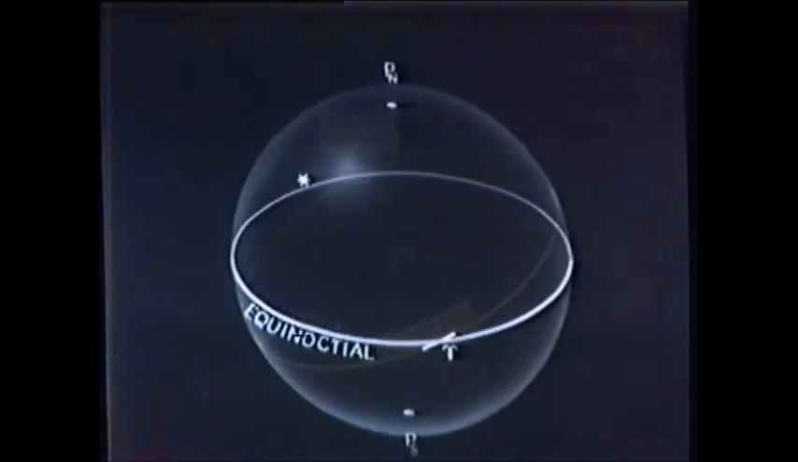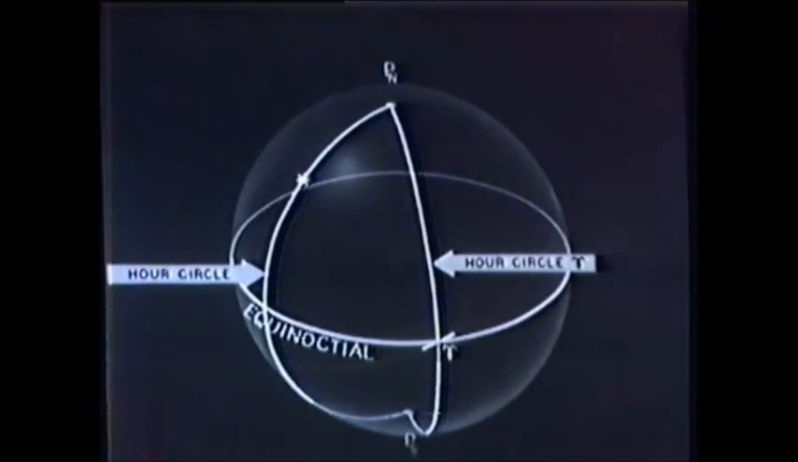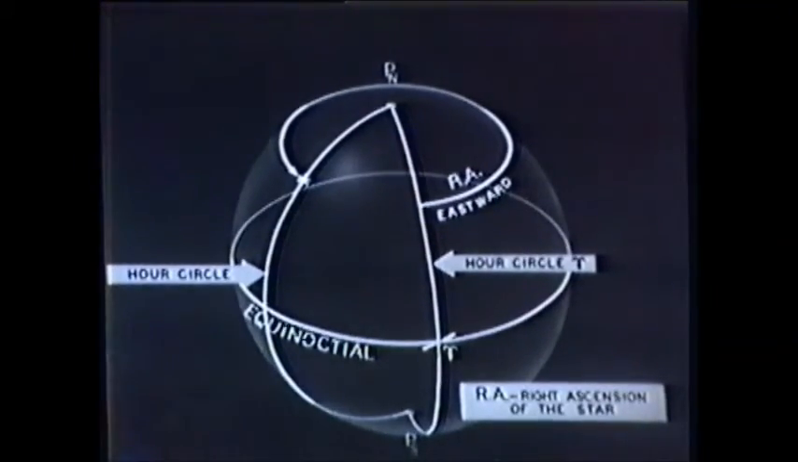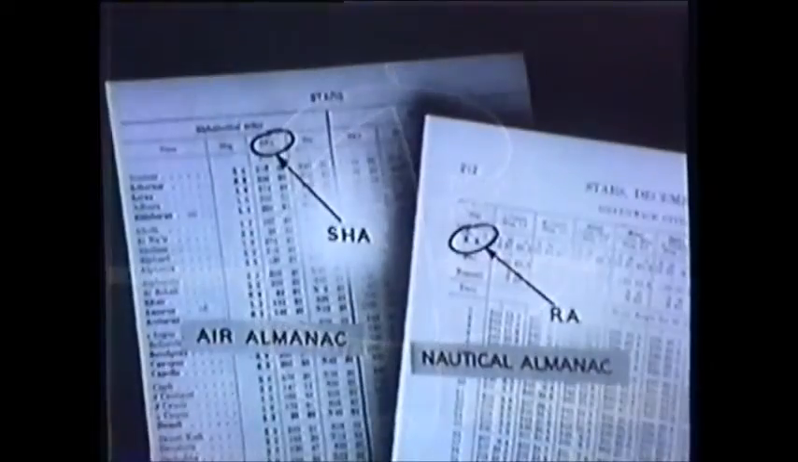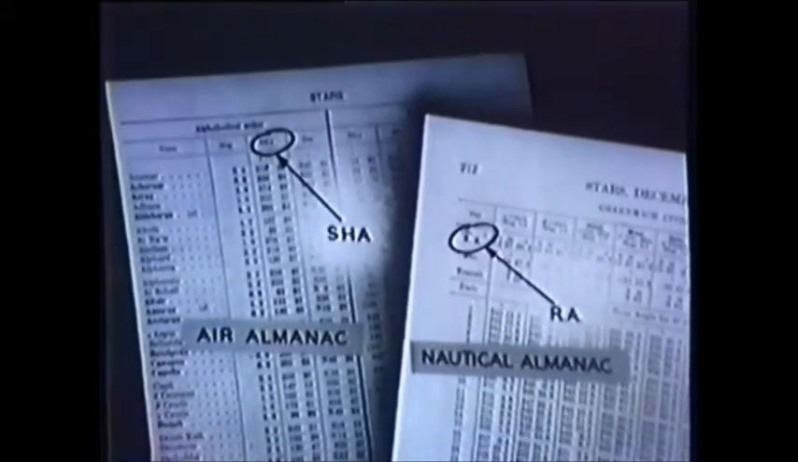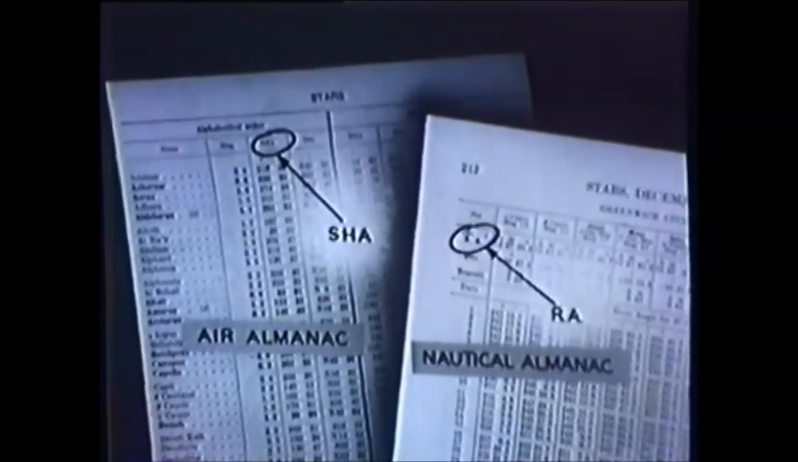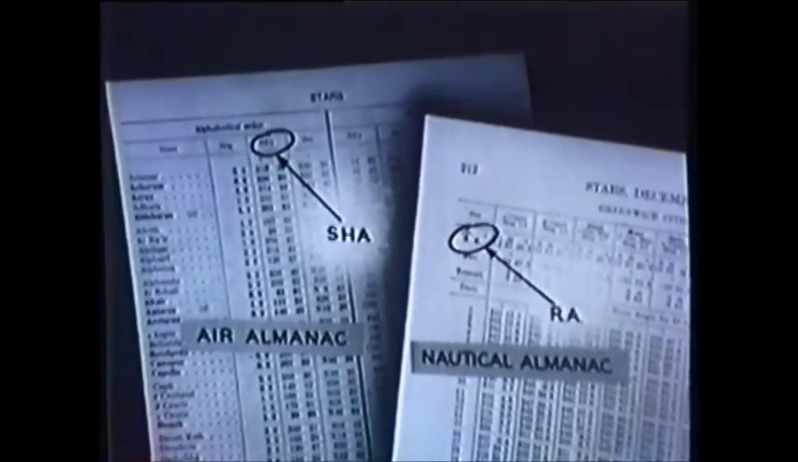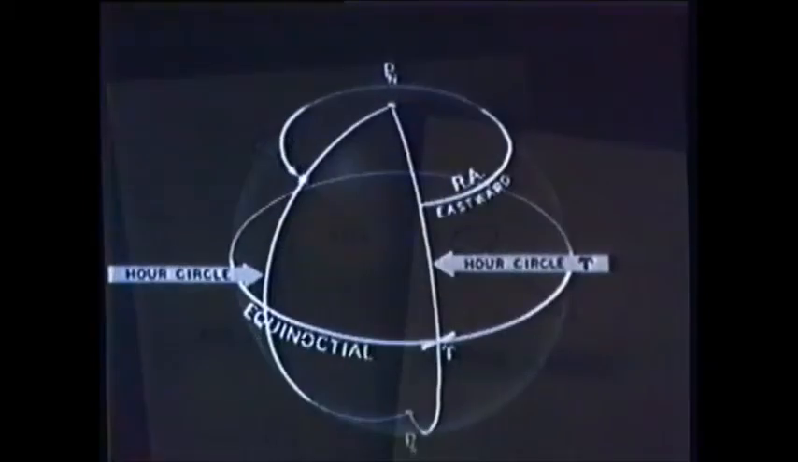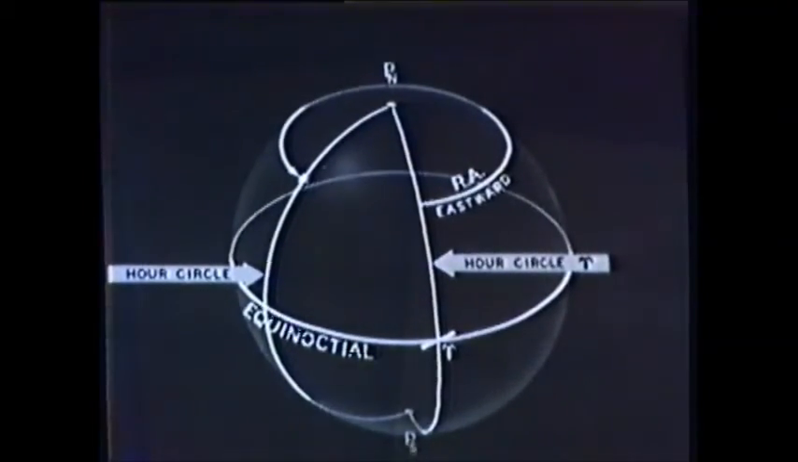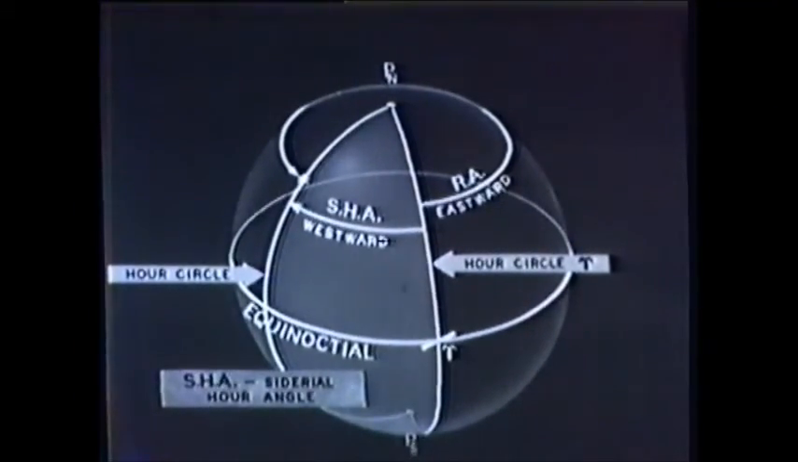Between the hour circle through the March equinox and the hour circle through this star is this angle called the right ascension of the star. It is always measured to the eastward from the March equinox to the celestial body in hours, minutes, and seconds. While the Nautical Almanac tabulates right ascension of stars, the Air Almanac tabulates a function called the sidereal hour angle of the stars. The sidereal hour angle is the angle measured to the westward between the hour circle through the March equinox and the hour circle through the celestial body.